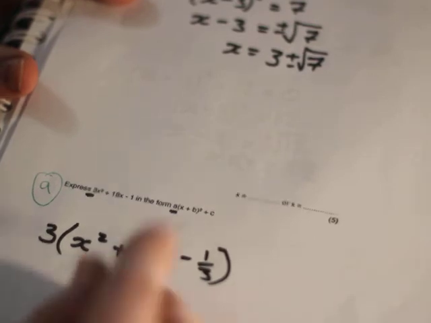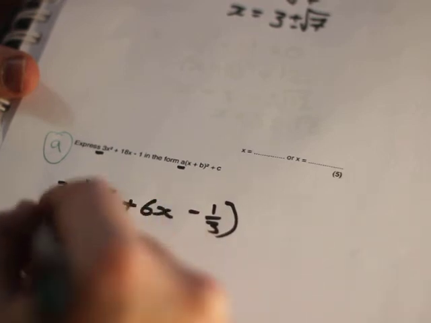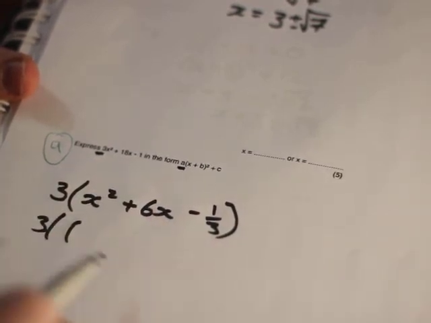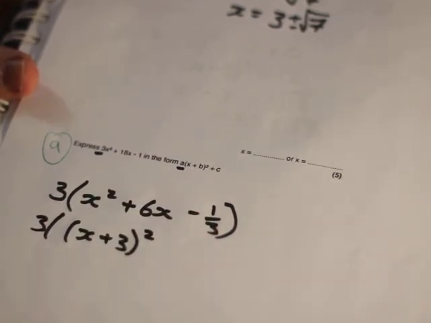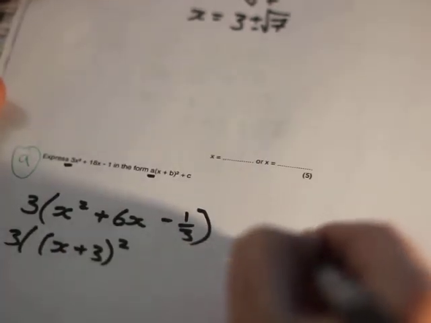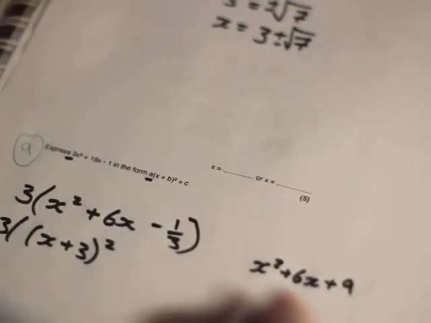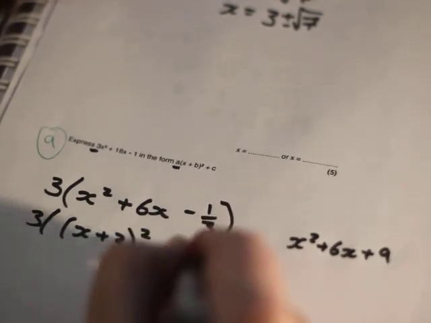Now, do completing the square on this quadratic, so it's going to be 3 lots of, so I kind of get this effect of double brackets here, x plus 3 all squared. Now, x plus 3 all squared is going to be x squared plus 6x plus 9. We don't want plus 9, we want minus a third. So it's going to be minus 9 and a third.